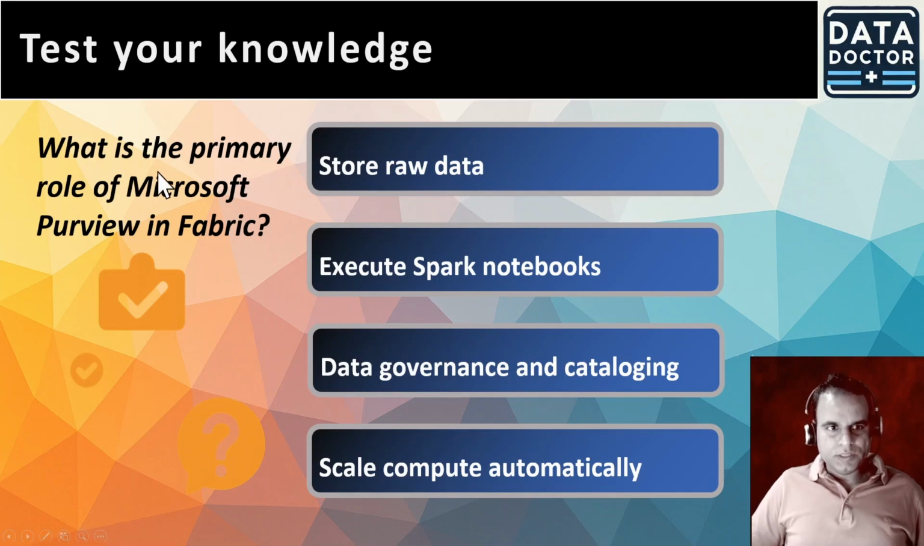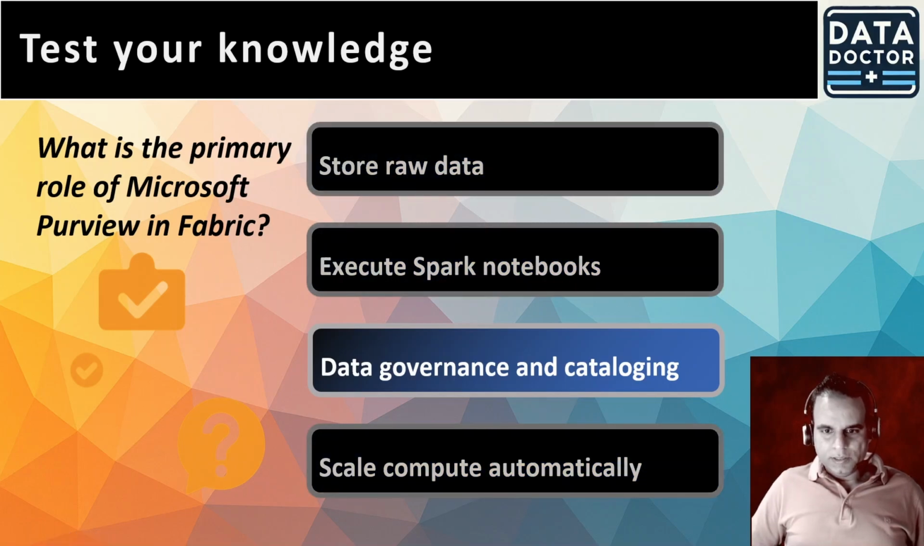So this is the recap, and let's go to our quiz slides to test your knowledge. Our first question is, what is the primary role of Microsoft Purview in Fabric? The options are to store raw data, to execute Spark notebooks, data governance and cataloging, and the last option is scale compute automatically. And the correct answer is, of course, data governance and cataloging.